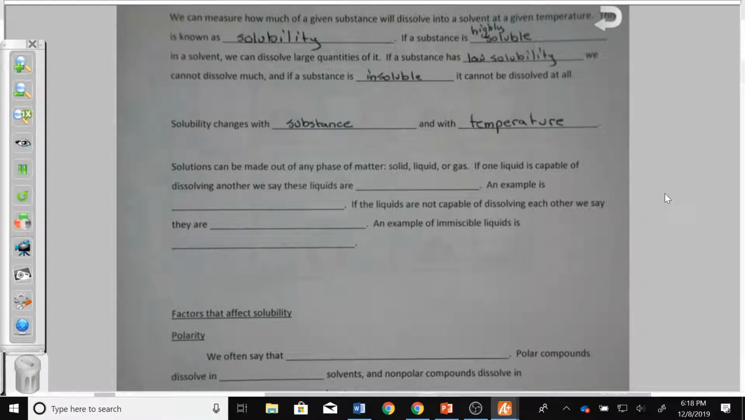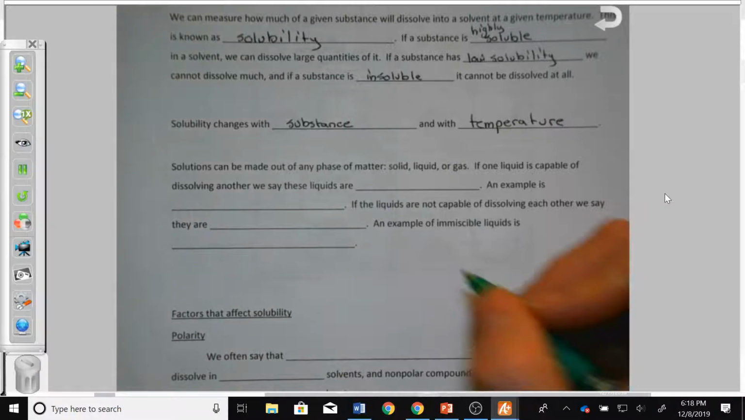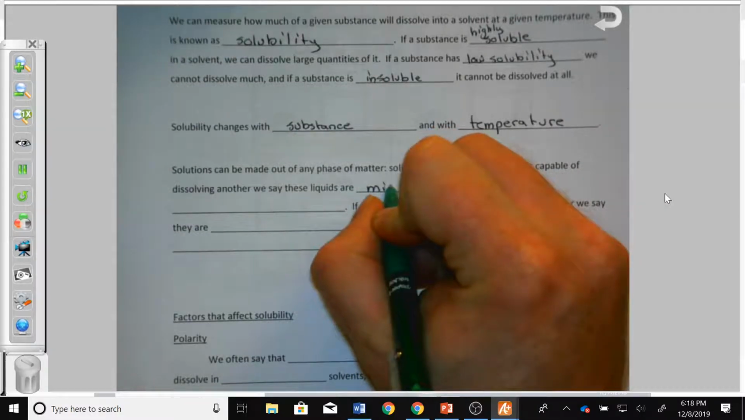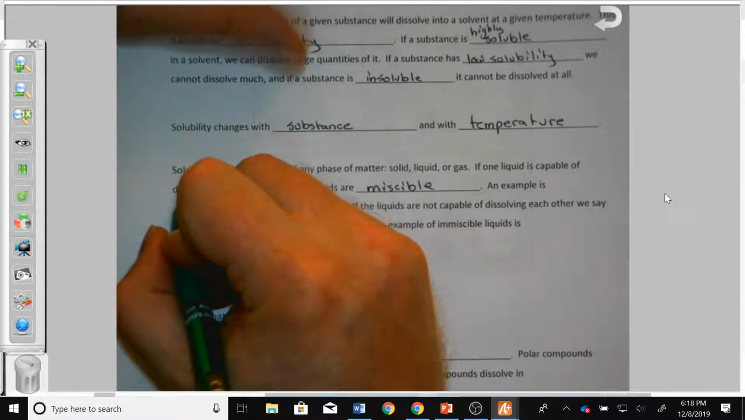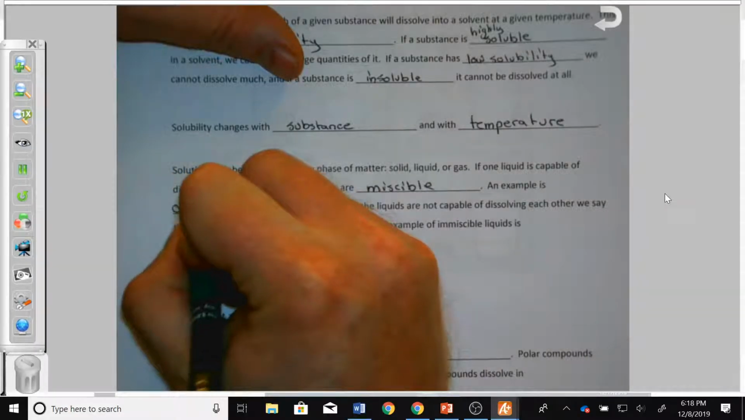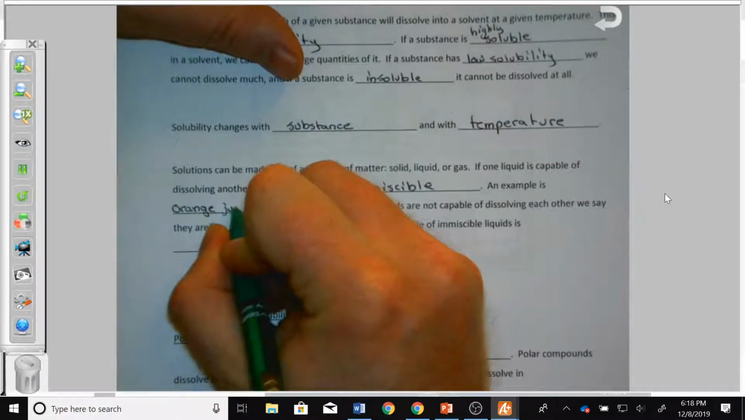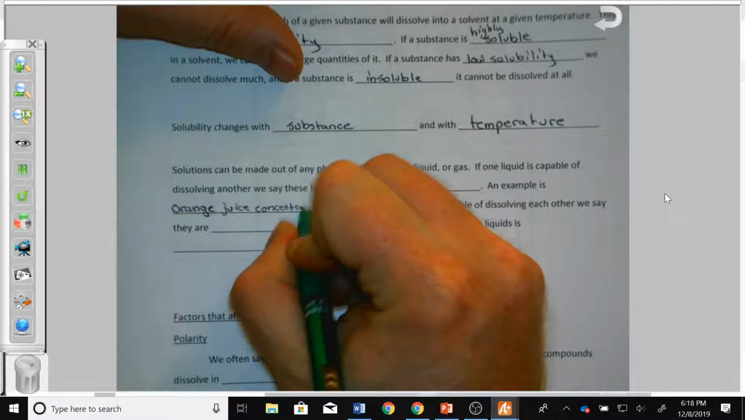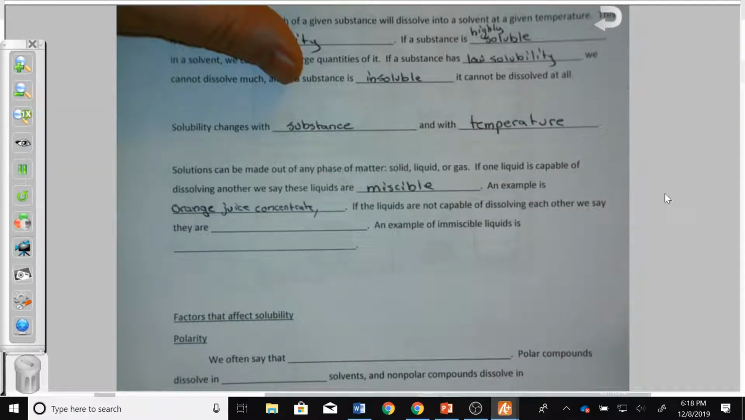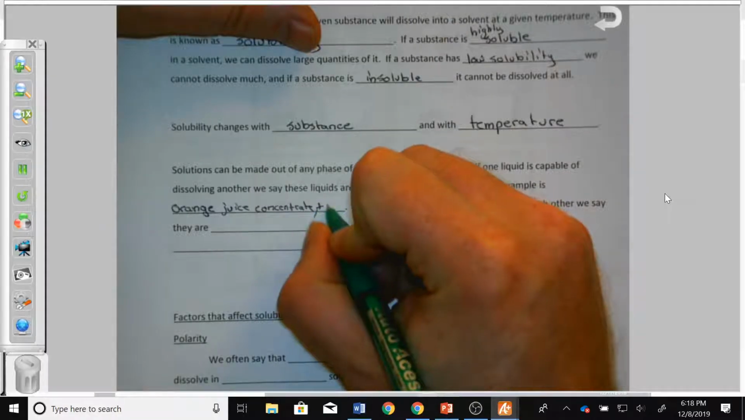We have a couple specific terms here that are addressed just for liquids, and that is that if one liquid is capable of dissolving another, we say that the liquids are miscible. An example of this might be, if you've ever gotten one of those frozen orange juice concentrates and mixed it with some water, you were able to generate this kind of homogeneous solution on the end. Well, if you had non-pulpy, anyway, it would be fairly homogeneous. Orange juice concentrate and water.